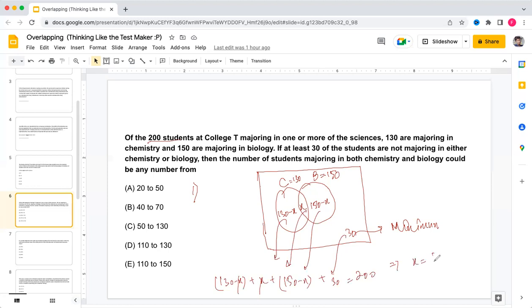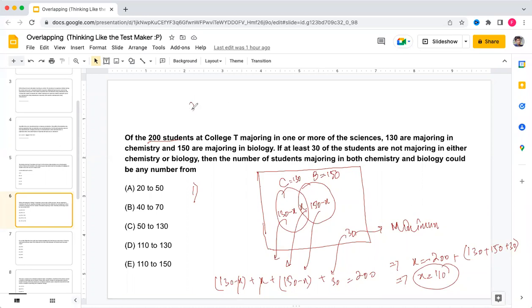x will be equal to 200 minus 130 plus 150 plus 30. And I'm doing this wrong. This is minus, this is plus. So what is the value of x? That will equal 110. Right? This is one extreme for both.